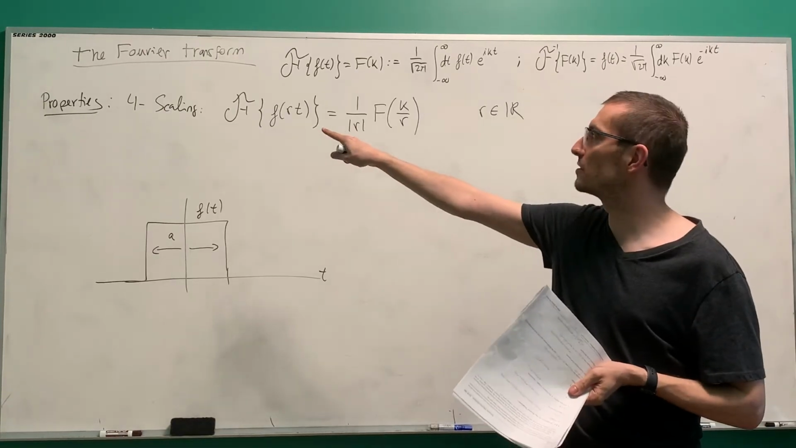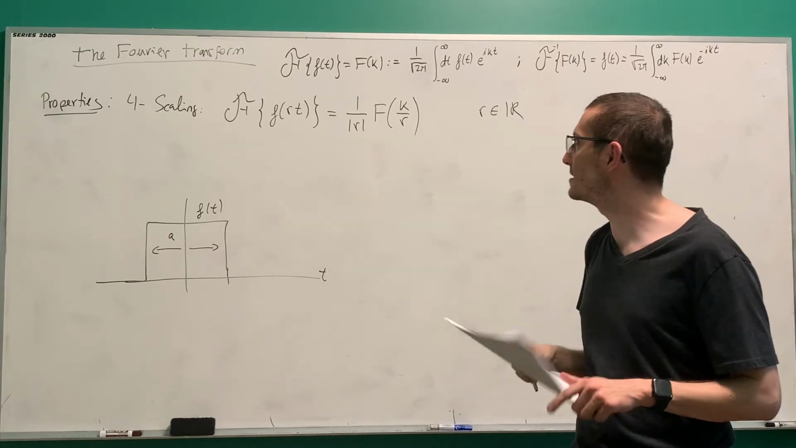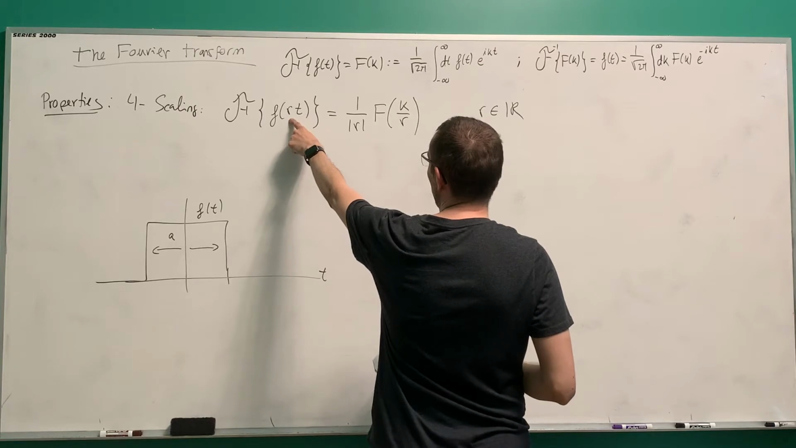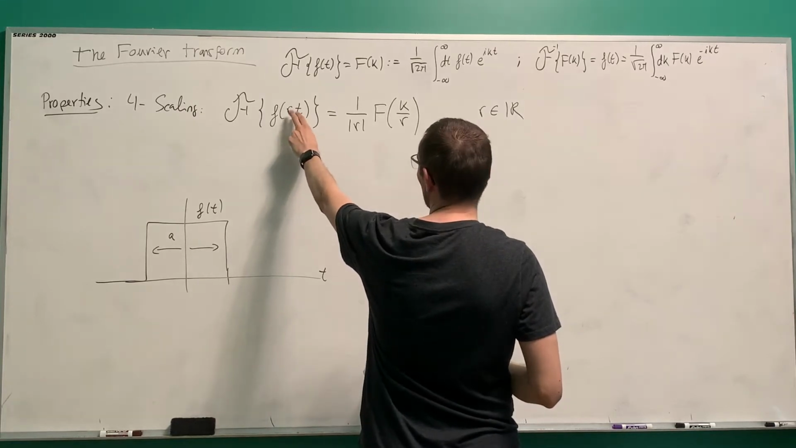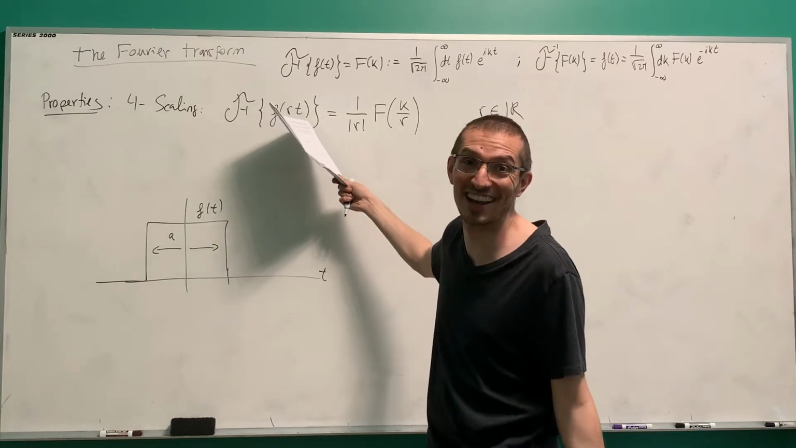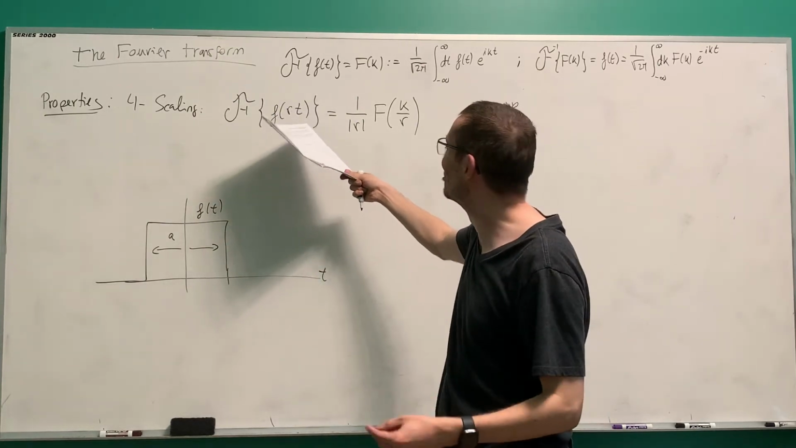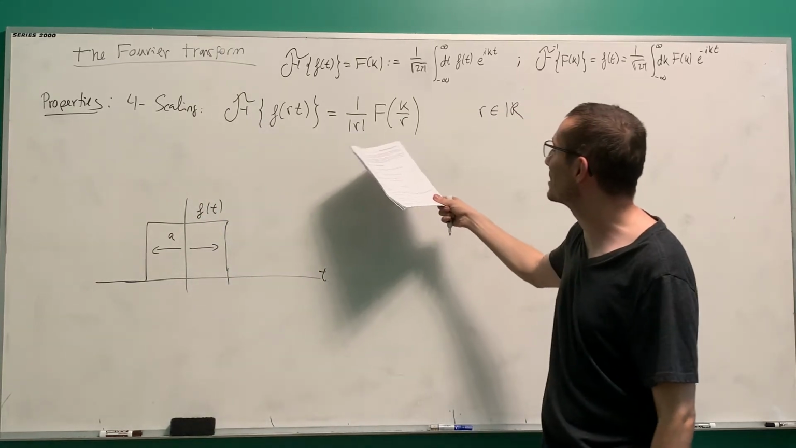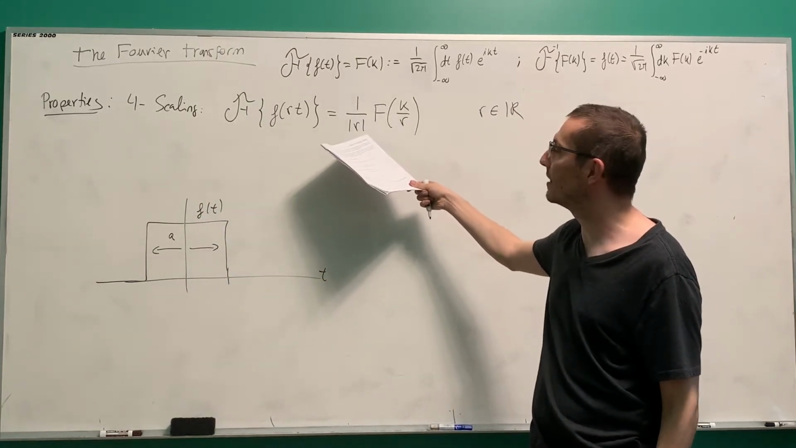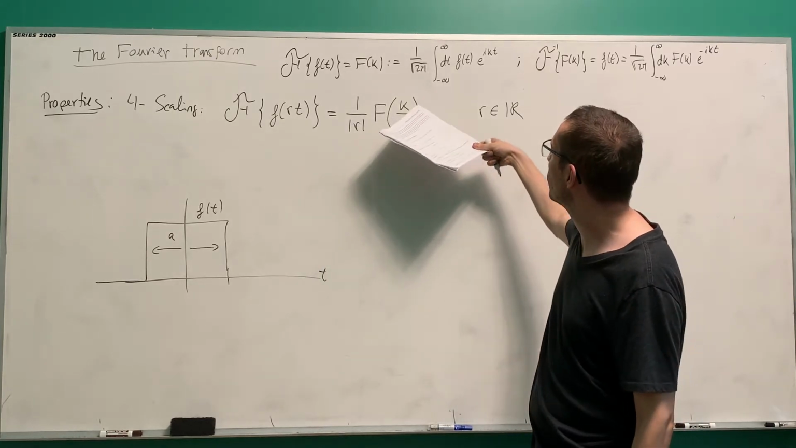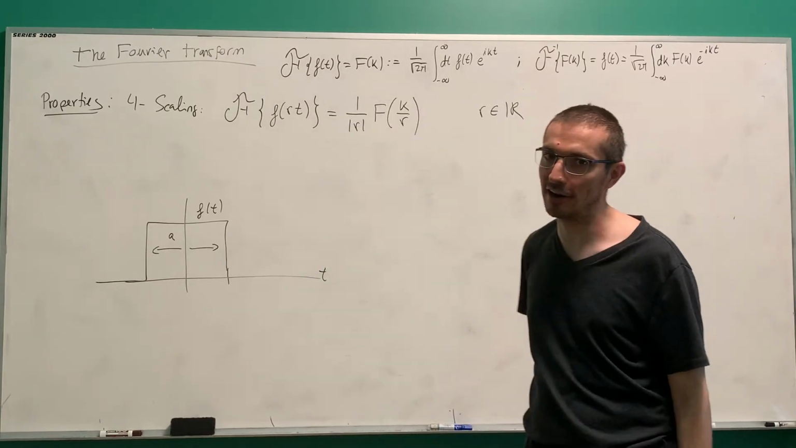The fourth property is called the scaling property. Basically it says that if I have the Fourier transform of a function of the variable multiplied by a number, if I rescale time, you can think of it as changing the units of time, multiplying by a conversion factor, then the Fourier transform is affected like that: 1 divided by the absolute value of the r you multiply by, and then the Fourier transform is now the function of k divided by r.